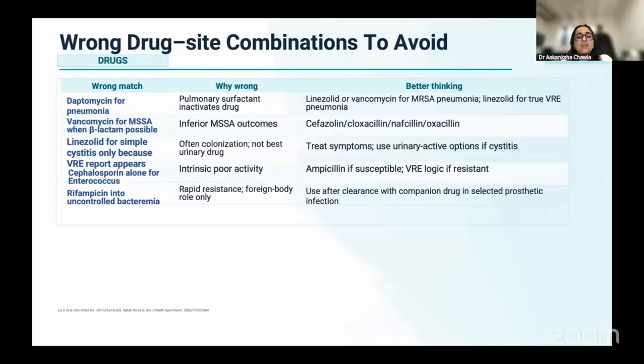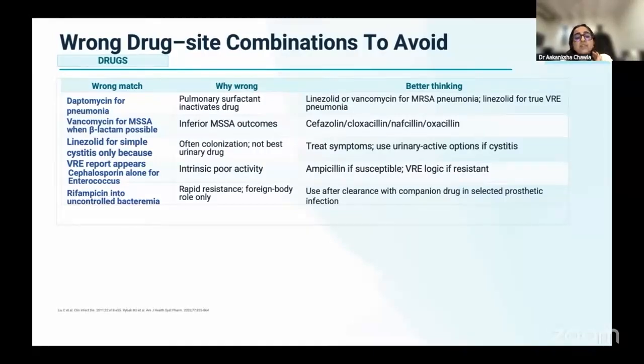Linezolid for simple cystitis, only because your report is showing vancomycin resistance? Don't do that. It could be a colonizer. Check the symptoms, look at the patient's syndrome. Is it possible that this patient has a VRE UTI? Only then think of it. Otherwise, it could just be a colonizer. Then cephalosporin alone for enterococcus. It has intrinsic poor activity. So give ampicillin if susceptible, and if it's VRE, then you treat accordingly.